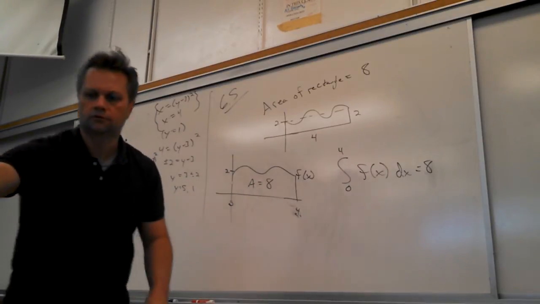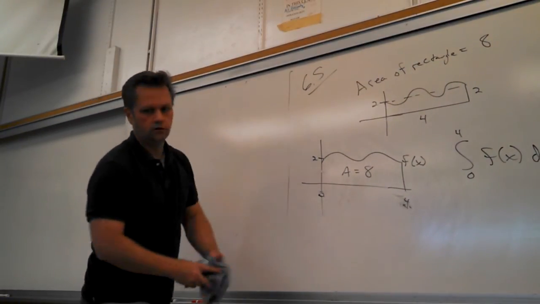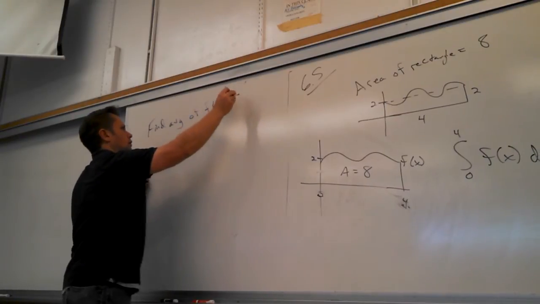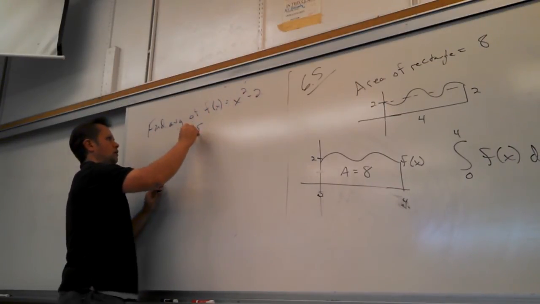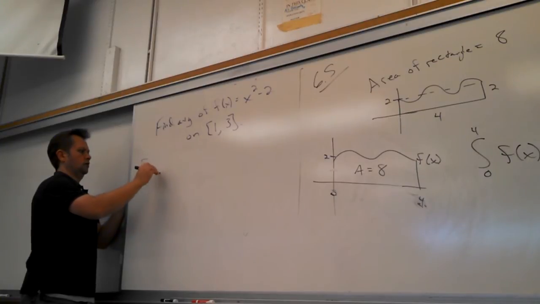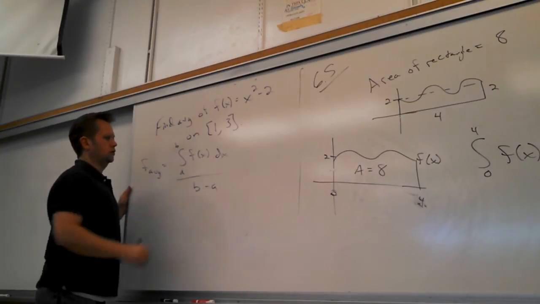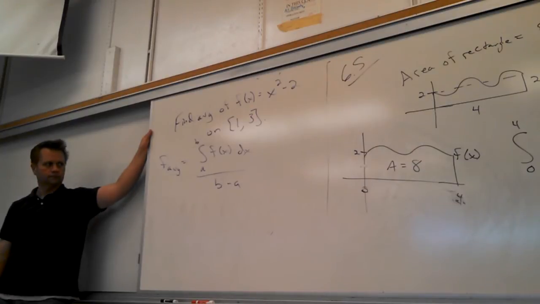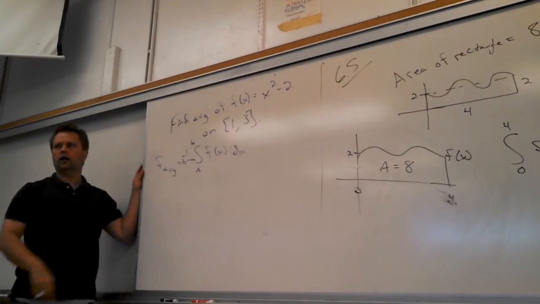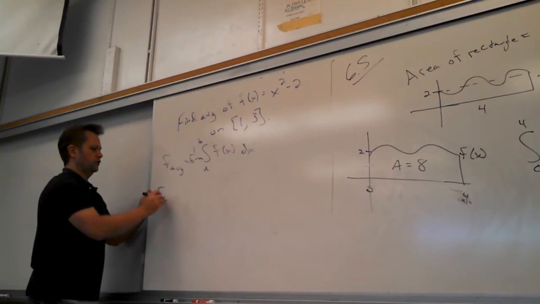So let's do a concrete example, and then I'll let you out of here. Find the average of the function. So there's the formula. And actually, the book writes it like this. Add them up, divided by how many there are. There it is. Right?